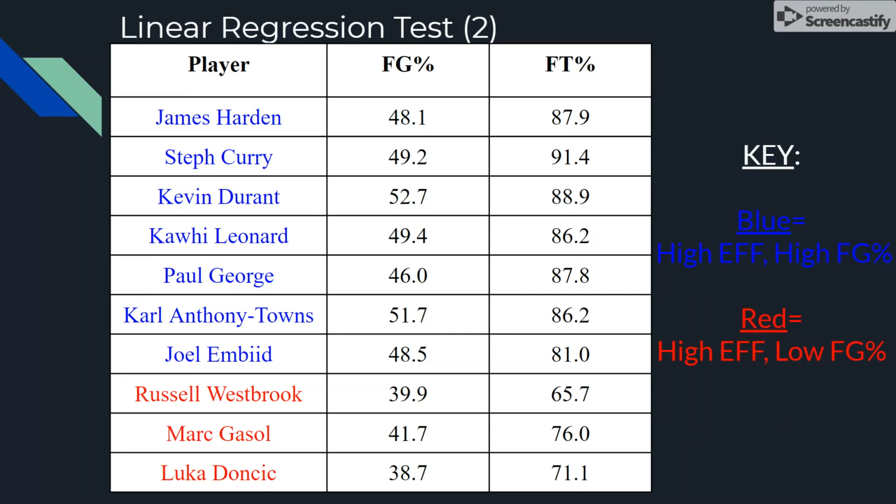So here's a table of the 10 players we measured, as mentioned before. And the blue names are the 7 players with the high field goal percentages and the high EFF ratings. And the red names are the players with high EFF ratings and low field goal percentages. And so, as you may already be able to tell, the blue names generally have a higher corresponding free throw percentage, and the red names generally have a lower corresponding free throw percentage.